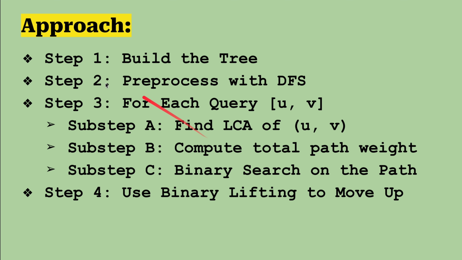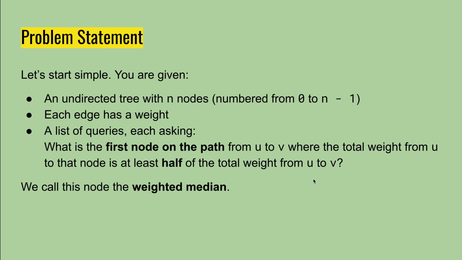So first of all, in the very first step, we'll build the tree. Then we'll process it with the DFS. And then in step 3, for each query from u to v, when we process each query that is given, we'll find the LCA of u and v. Then we'll compute the total path weight, and then we'll do the binary search on the path. Then finally we'll use binary lifting to move up. What these steps are, we'll talk about much further. Just think about the problem statement.